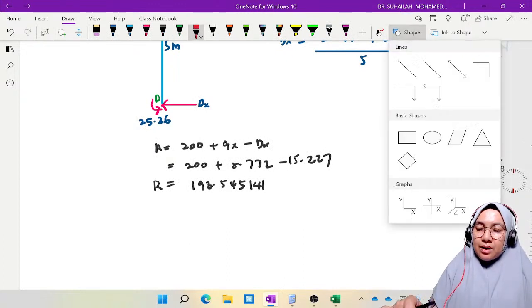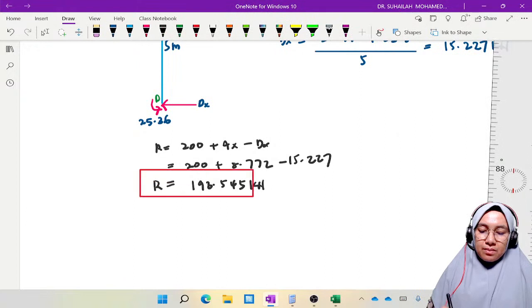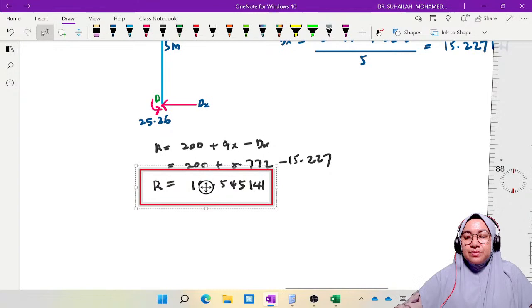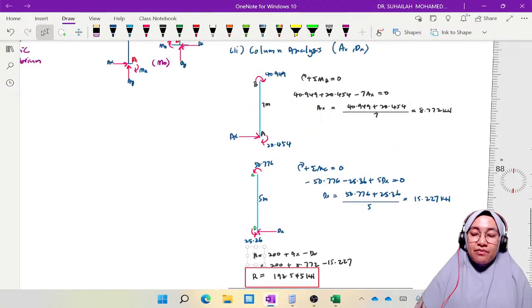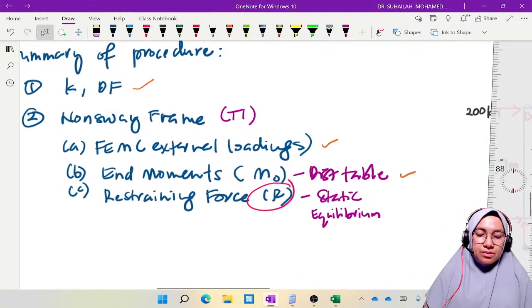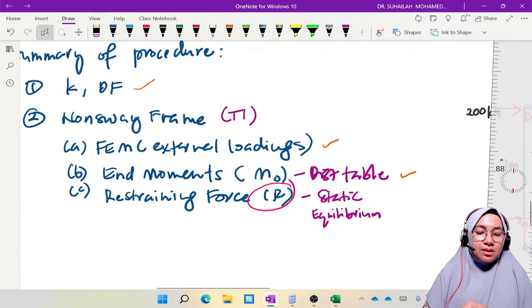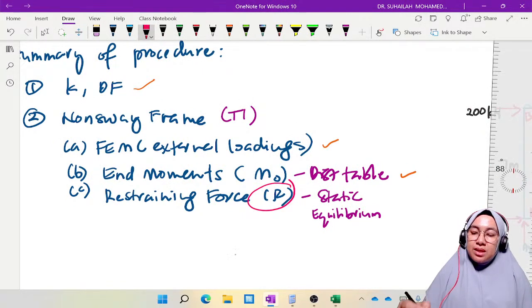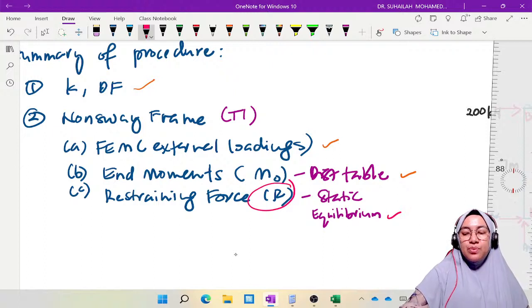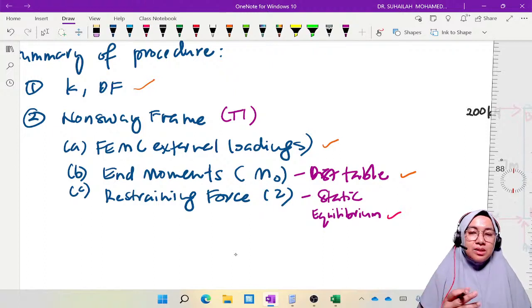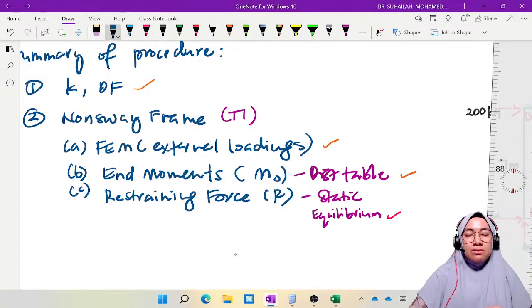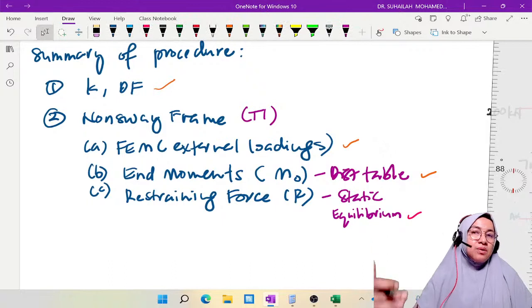So now we have actually got the R value. So we finish until step 2C. We finish until this step. So R is now determined.